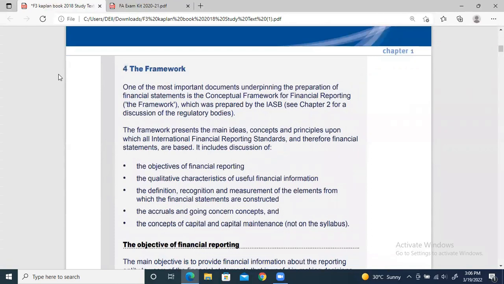Let's see. One of the most important documents underpinning the preparation of financial statements is the Conceptual Framework for Financial Reporting, which in short form is called the Framework, which was prepared by the IASB. Right. What the IASB is, we'll be looking at in Chapter 2, which we'll have to do today as well. So the Framework presents the main ideas, concepts, and principles upon which all the IFRS and IAS are based, right? So all these accounting standards that we studied before, they are based on the framework.